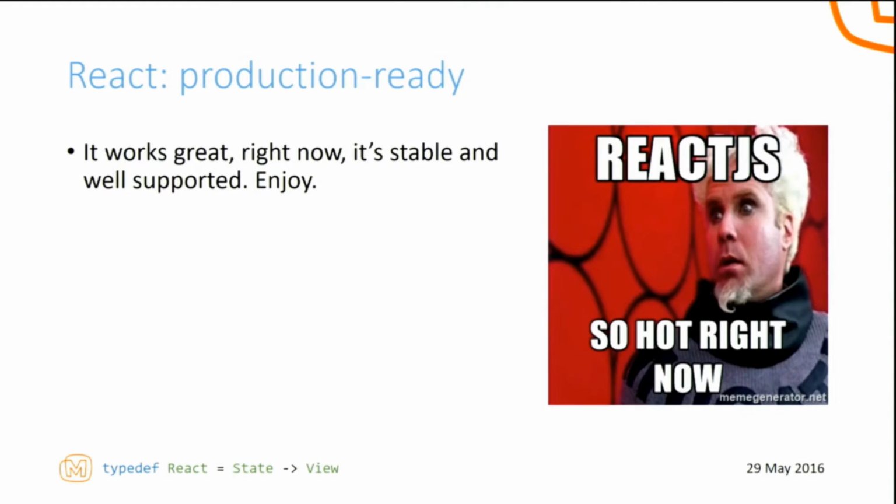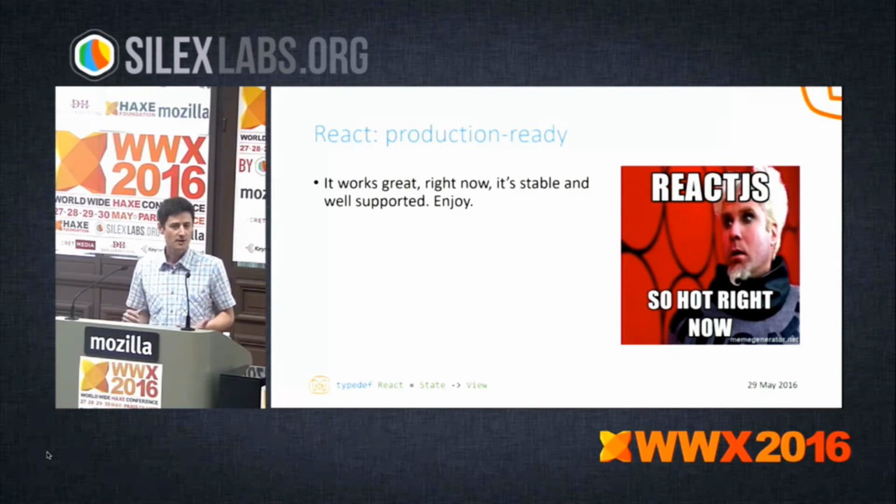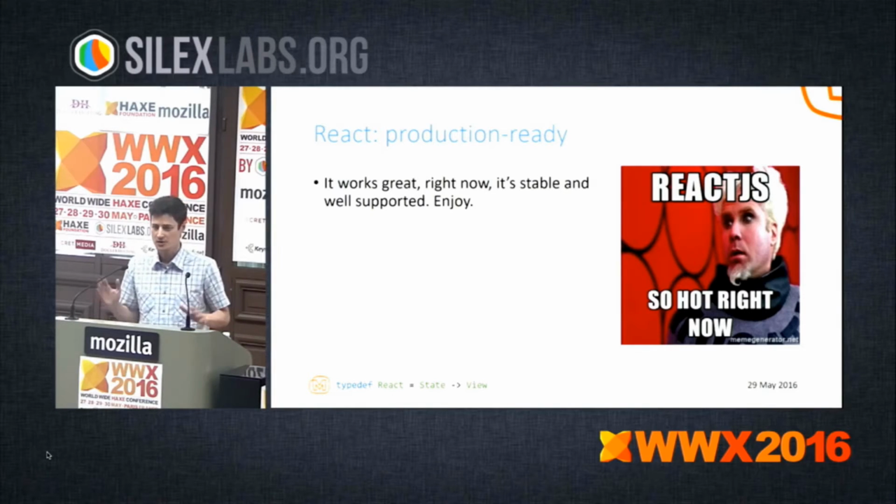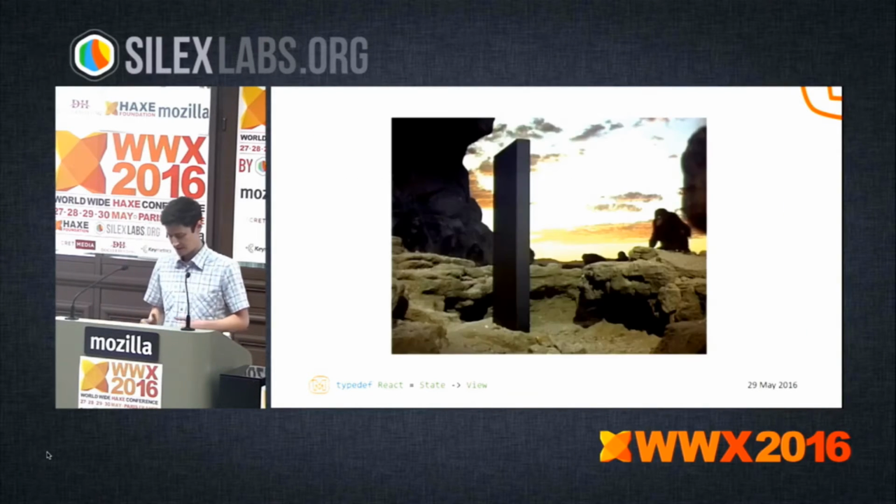So I'd say generally it works. React is production ready. The macro works. I have a few people who constantly try our library with their projects. So there are a few users of the library. So you can just use it, and I could stop the presentation now, and you could go and use React. But we're going to try to go a bit further, right?